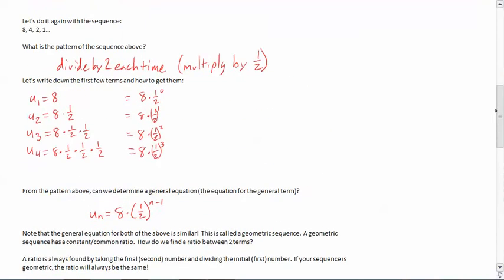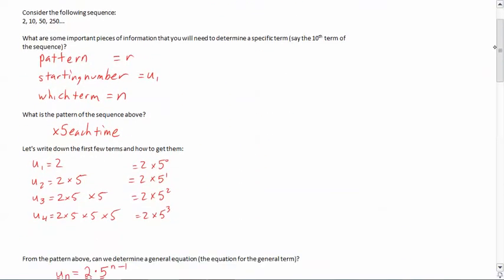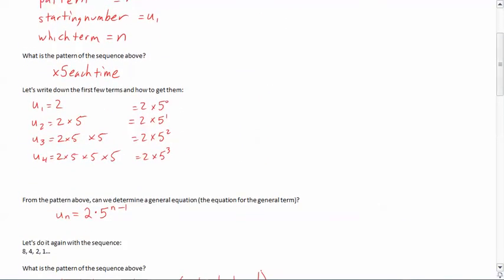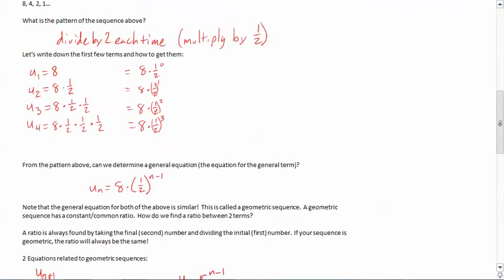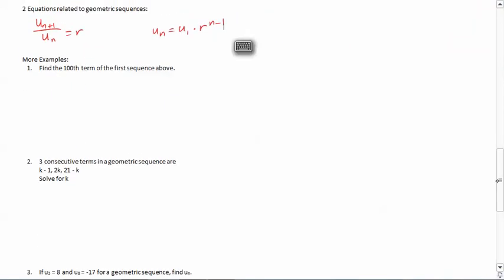So we're going to go up to the first sequence. There it is. U_n equals 2 times 5 to the n minus 1. That was because there was a constant or common ratio of 5. Every single time you multiplied by 5 to get to the next step. Alright, so U_n equals 2 times 5 to the n minus 1.